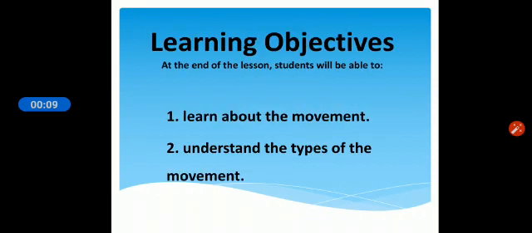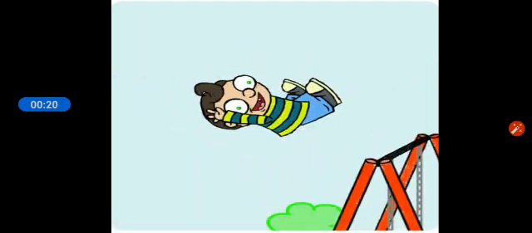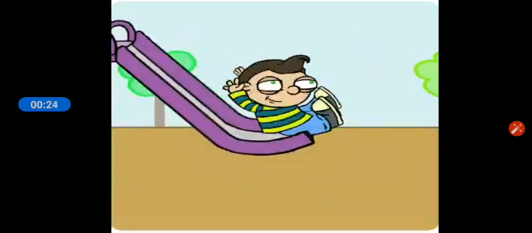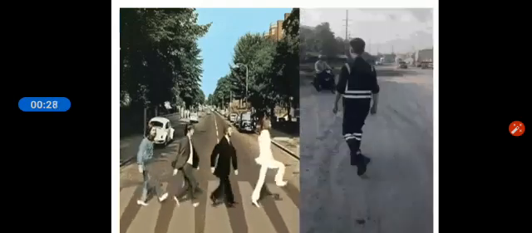The learning objectives of this lesson are to learn about movement and understand the types of movement. Dear students, movement is an act. We move in different ways. We can move many parts of our body. We can move forward and backward.